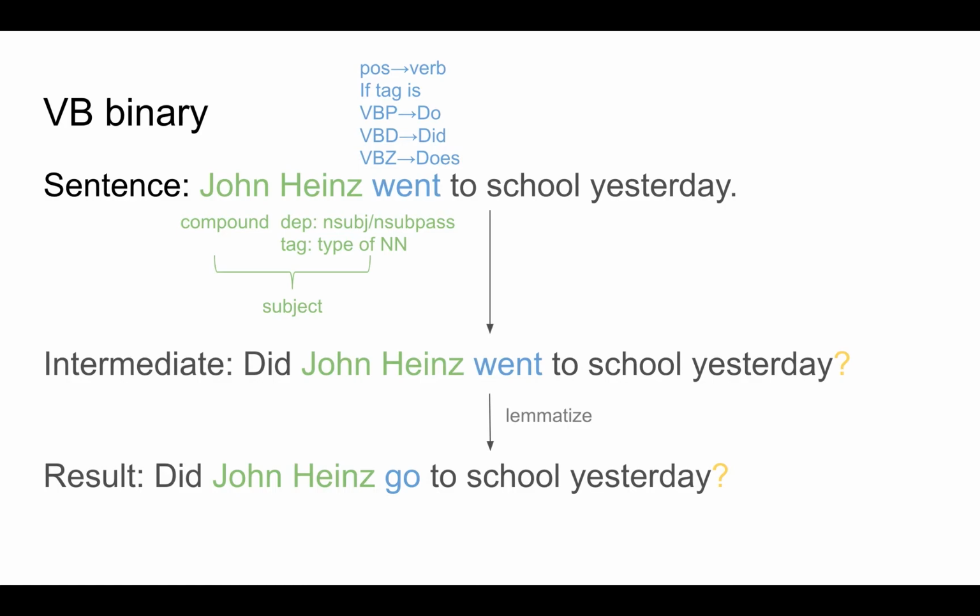For example, if the verb is tagged VBD, we'll convert it to a did question. The rest of the sentence remains intact. We'll convert it by rearranging the word order and adding a question mark at the end. Because in this example, went is in past tense, we lemmatize the verb to give a grammatically well-formed question.